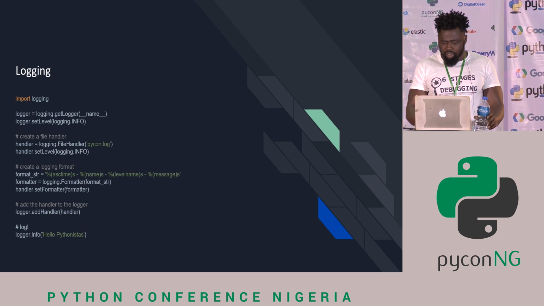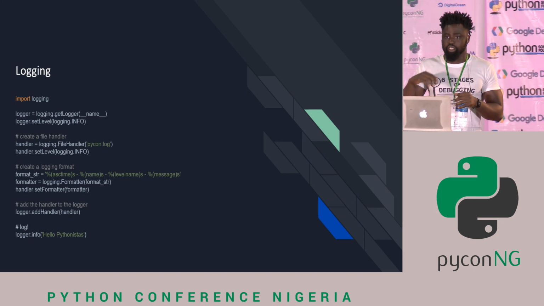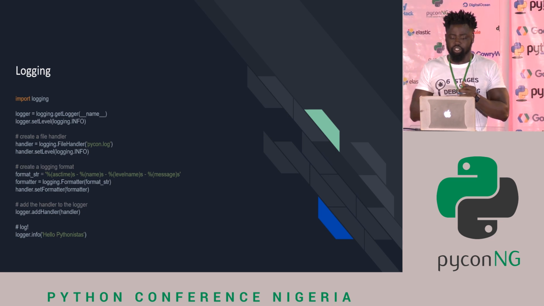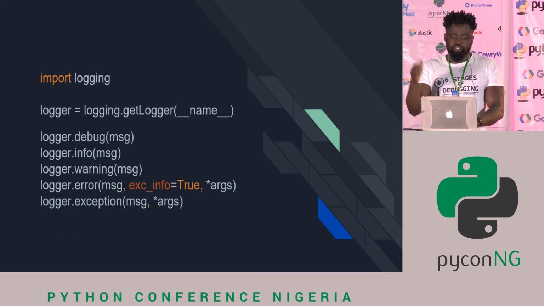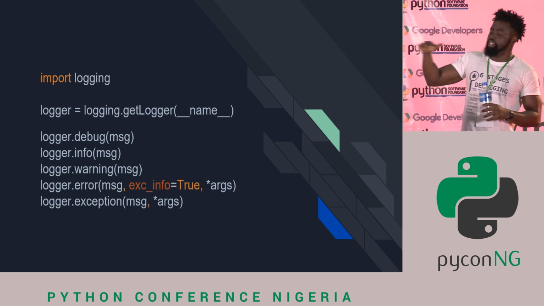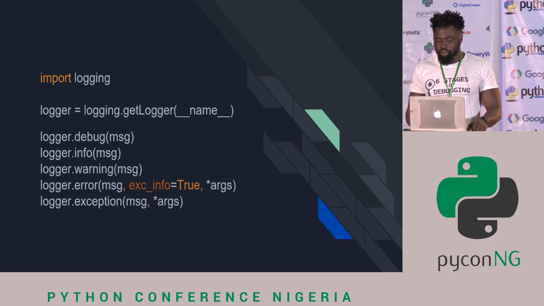The next way to prevent bugs in your code is through logging. Logging allows you to monitor the events in your code so that when it crashes, like I said earlier, you can actually see what happened or what data led to the crash. There are various methods in the logging object that allow you to set the severity, so you can set debug, warning, error, or exception.